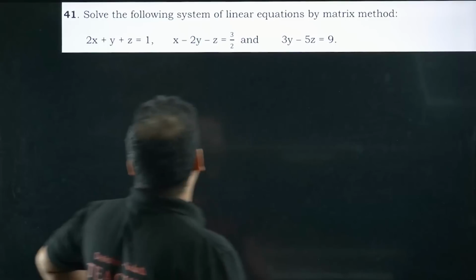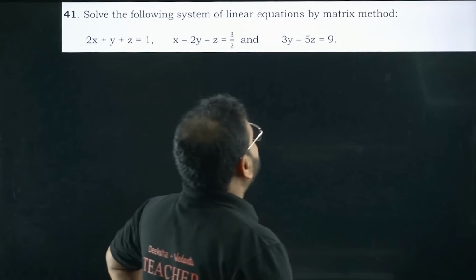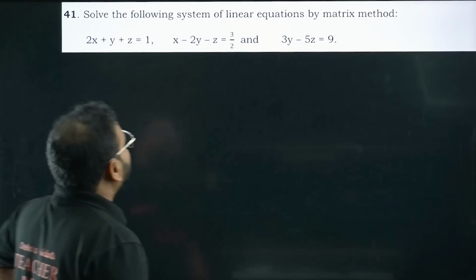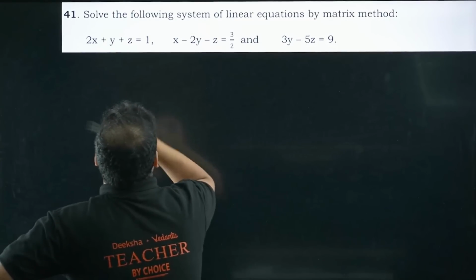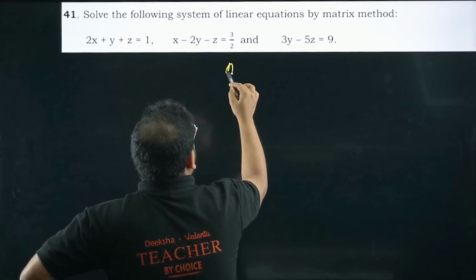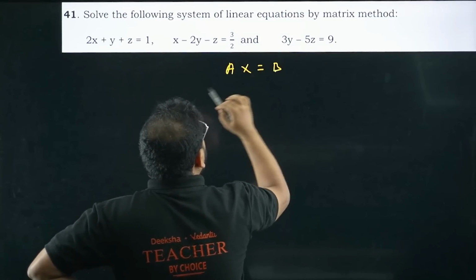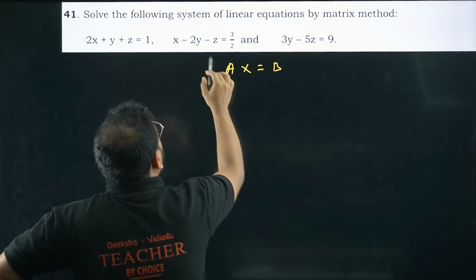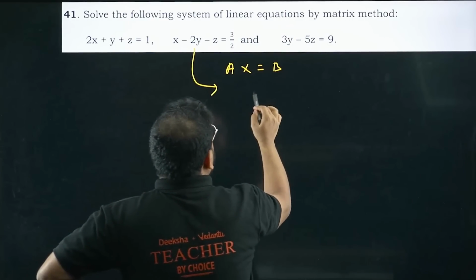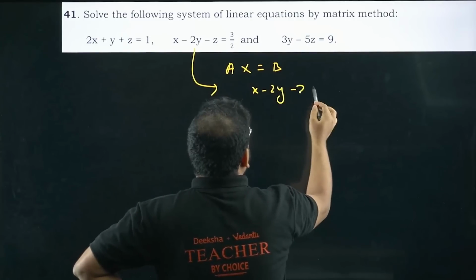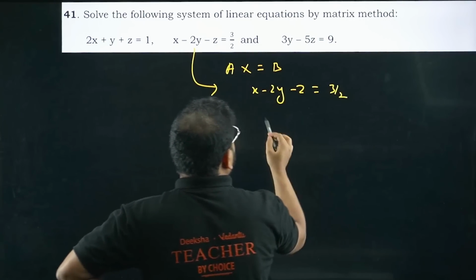What is this now? Solve the following system of linear equations by matrix method. Okay, let's do it. How can we solve it? So we'll take this first matrix like this, AX equals B. Before that, let me change this equation. I can write this as x minus 2y minus z equals 3 by 2, no? Cross multiply.